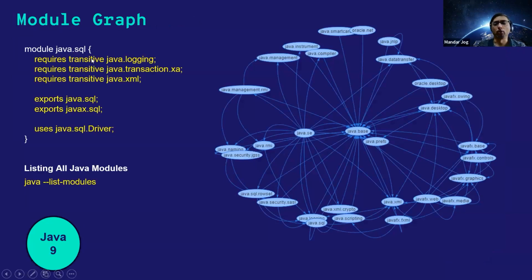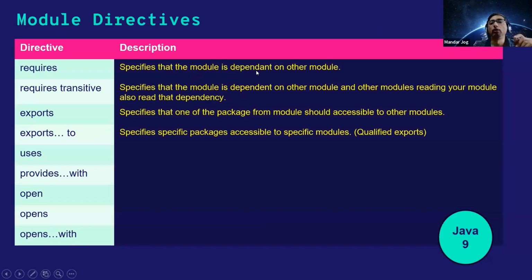What is transitive? We'll talk about that, but it requires java.logging. Whenever you say that the module is dependent on the other module, like I talked about in the business scenario between my application and Navin's application, Navin wants something from my jar file, then he will say requires and the module name which has been created by me. So it says that the module is dependent on the other module. That is nothing but requires.